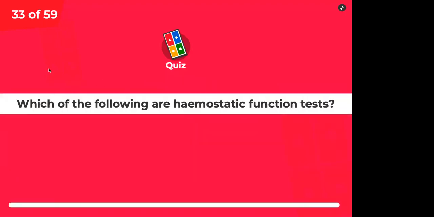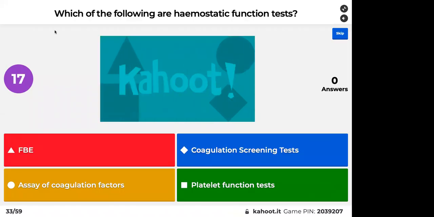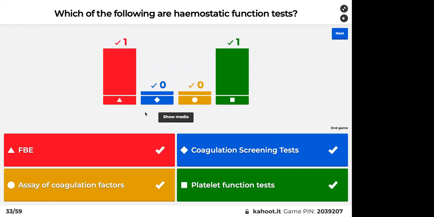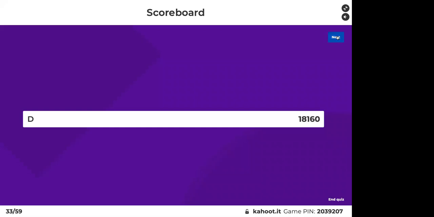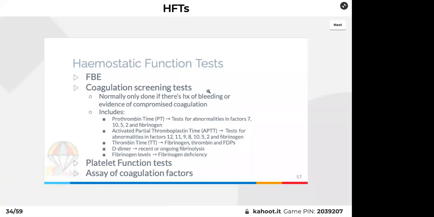Okay, which of the following are hemostatic function tests? Yep, so all of them are hemostatic function tests, and then the D-dimer tests, and then the prothrombin time, those things come under coagulation screening tests as well. And if we go, I think, yeah, awesome. Okay, so these are the hemostatic function tests, and then those are some of the ones that come under the coagulation screening tests.